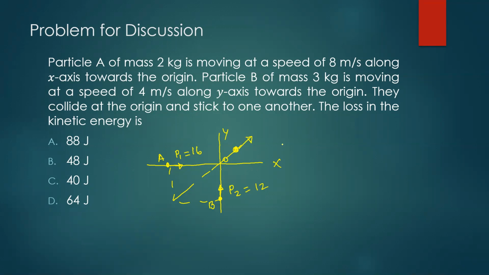You're okay? So let's say the final linear momentum is P. Now, you know that initial linear momentum should be equal to final linear momentum if you take them as a system, because there is no external force, from the conservation of linear momentum. You understand that? So that means this final momentum is basically the vector sum of the initial momentum.